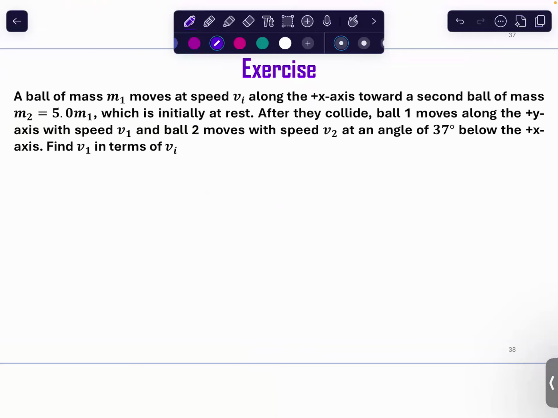So this problem is going to be pretty much a logic problem. Can you derive an equation? So you have a ball of mass m1. It moves at an initial velocity along the positive x-axis towards a second ball, mass m2, which is 5 times the mass of mass 1. The second ball is initially at rest. After they collide, ball 1 moves along the positive y-axis with a speed v1, and ball 2 moves with speed v2 at an angle 37 degrees below the positive x-axis. Find v1 in terms of initial velocity.